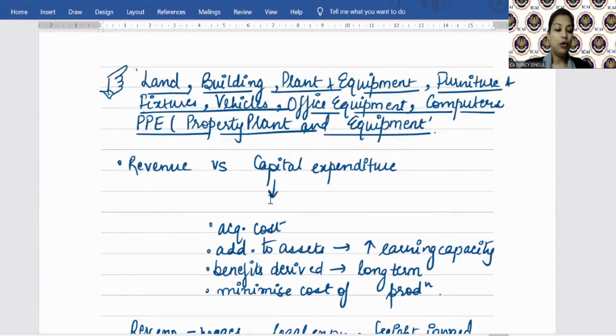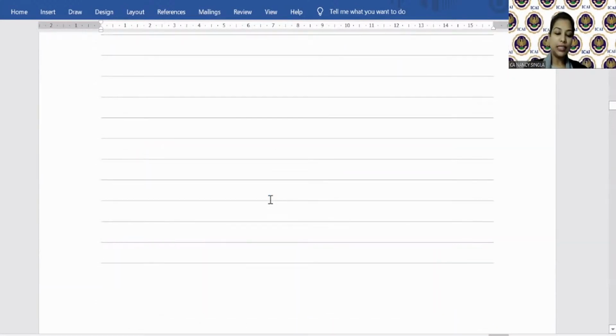Okay? Now, without looking at the module, quickly tell me what all is included in property, plant and equipment, and what accounting standard comes to your mind when I discuss property, plant and equipment. Tell me, what will come under property, plant and equipment? Or which accounting standard? Tell me quickly. So students, I'm waiting for your replies.